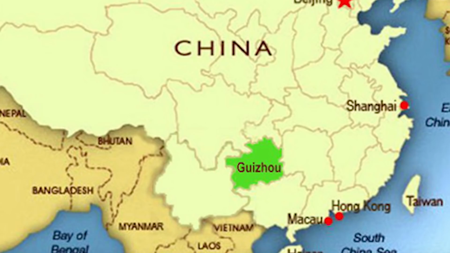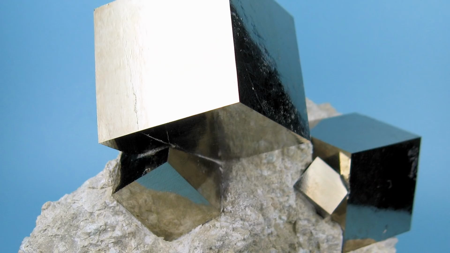Number 8. Pyrite. Pyrite, also known as fool's gold due to its similarities to the precious metal, is a sulfide mineral composed of iron and sulfur. That's pyrite! You can see the big old difference right there, see all that?